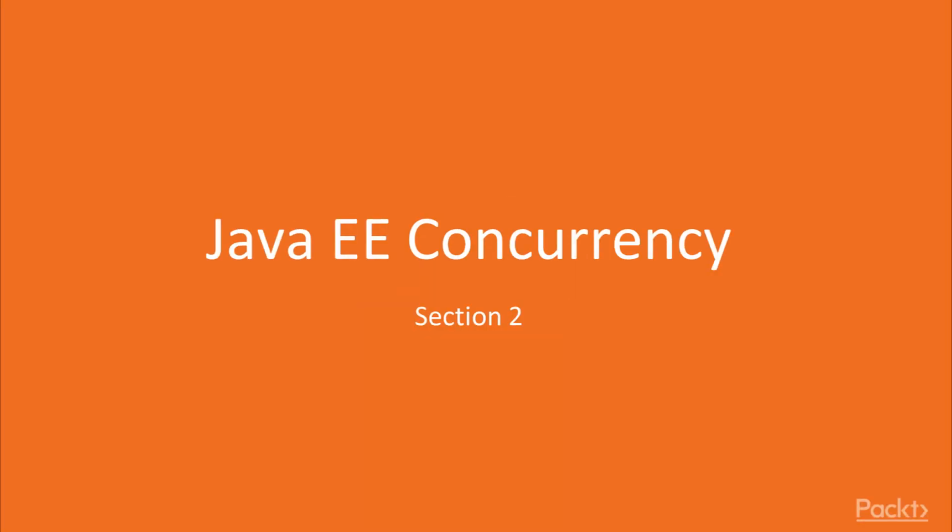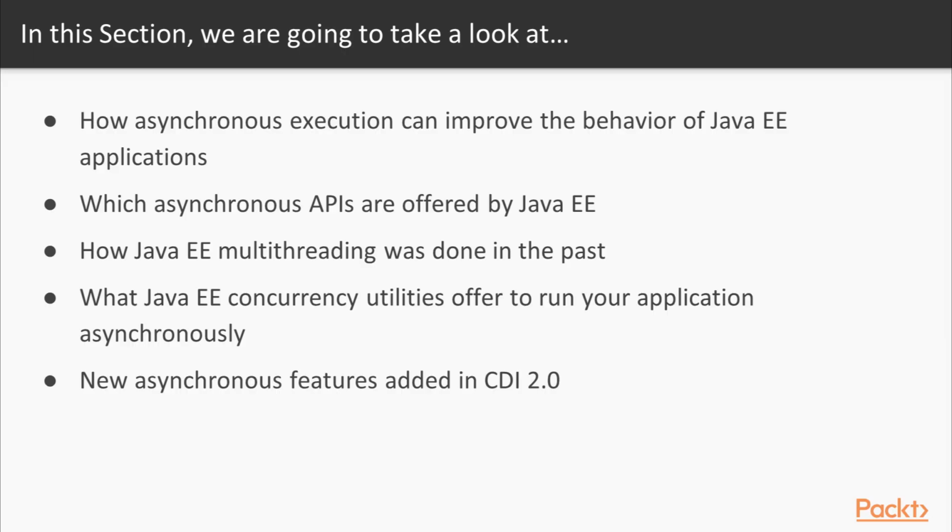This section covers Java EE concurrency. We are going to take a look at how asynchronous execution can improve the behavior of your Java EE applications, which asynchronous APIs are offered by Java EE, how Java EE multithreading was done without those before that, what Java EE concurrency utilities offer to run your application asynchronously, and we are going to take a look at some of the new asynchronous features that were added in CDI 2.0.